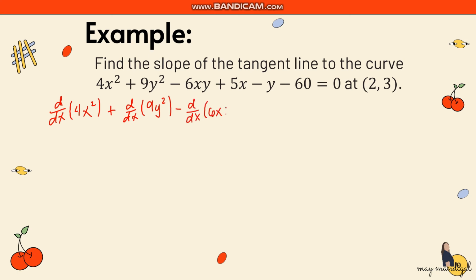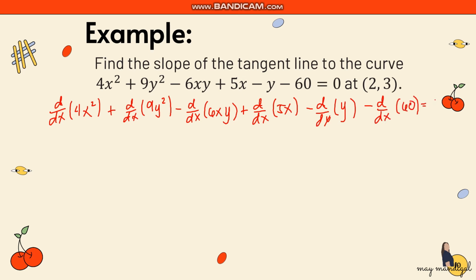So like this. Then plus d over dx of 5x, minus d over dx of y, minus d over dx of 60 equals 0. This one is just 0, so I will not put d over dx here, because that will just be 0. Okay, let's get the derivative of each. This one is 8x plus, and then we have here 9y squared.